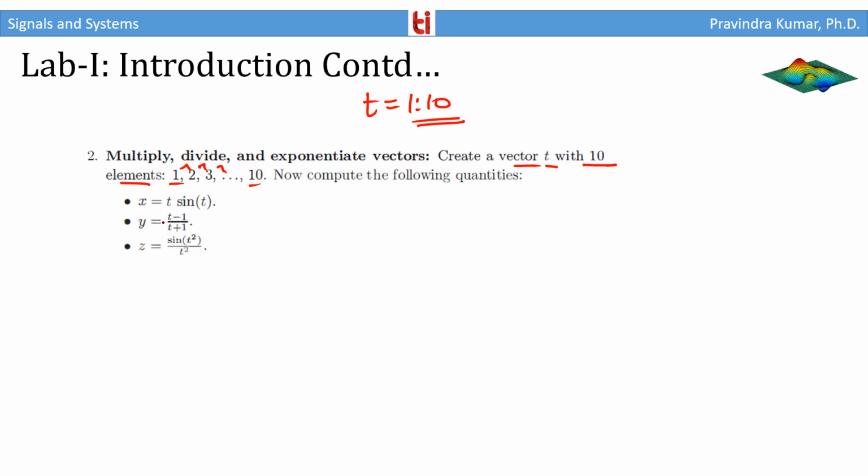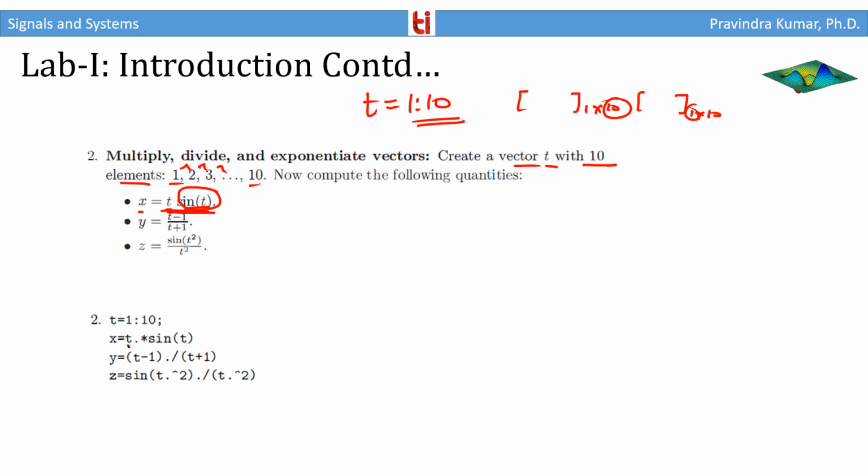Now you have to find x = t sin t. Because t is 1 to 10, sin t will also be 1 to 10, so t sin t is 1 to 10 times 1 to 10. The dimensions do not match, so this will give you an error. Now you have to multiply in the form of element by element multiplication, so you have to write t .* sin t. This is a simple thing, element by element multiplication. Otherwise it will be just like t square. You need t square. Wait a minute.